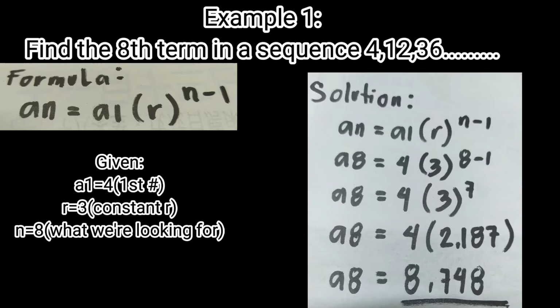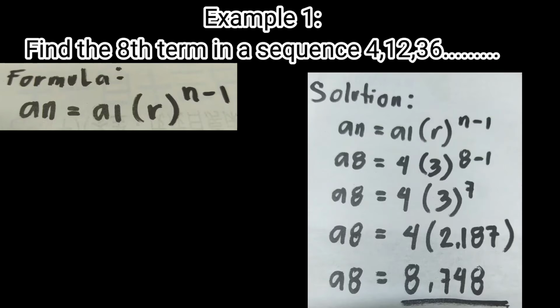You can easily find it if you're going to use your calculator. So, 3 raised to 7 is 2,187. And then, A8 is equal to 4 times 2,187. We got 8,748. Meaning, it's the 8th term of the sequence given.